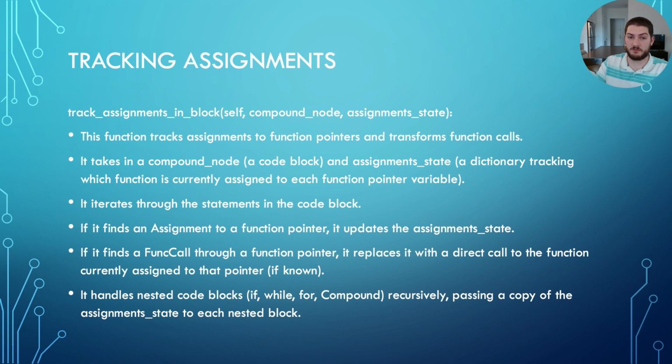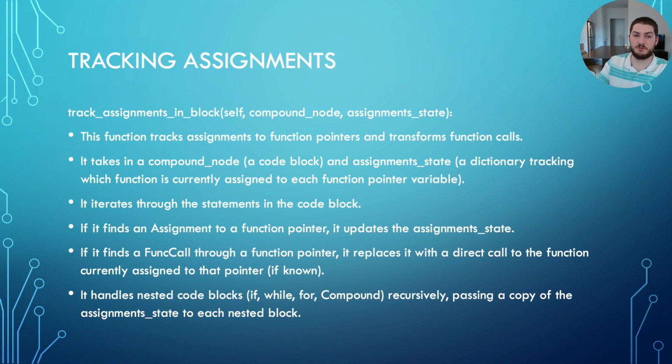To handle nested blocks, track assignments in block uses recursion. When it encounters a nested code block, it calls itself recursively to analyze that nested block. Crucially, when making this recursive call, it passes a copy of the assignment state dictionary. This ensures that changes made to the function pointer assignments within the nested block do not incorrectly affect the analysis of the outer block. We also have a system for removing returns from functions, as these are also indirect. We achieve this by identifying the return statement.